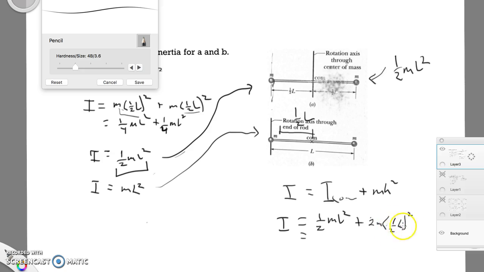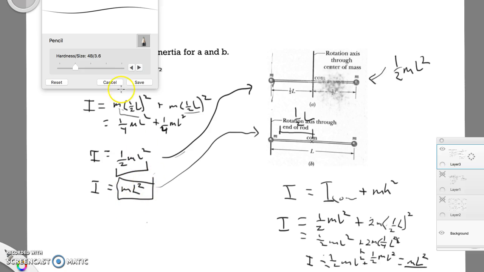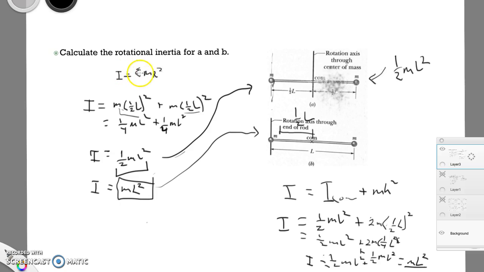1/2 L squared is going to give us 1/4 L squared. 2 times 1/4 just gives us 1/2 ml squared. When we add these together and simplify, we get ml squared for the moment of inertia if we were to rotate it about this end, which is what we got previously when we did the calculation. Hopefully this shows you that the parallel axis theorem works.